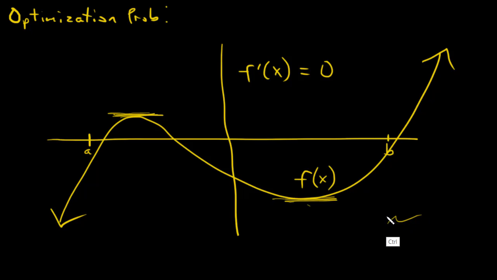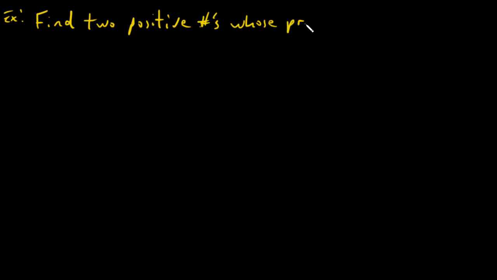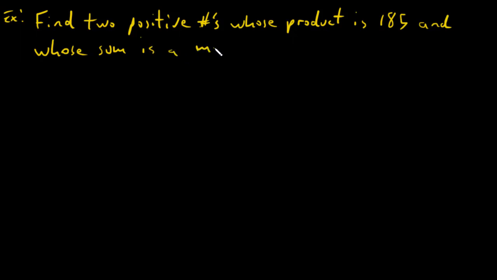So let's clear this and go to, let's see, for an example, let's find two positive numbers, I'm just going to abbreviate like that, numbers whose product is 185 and whose sum is a minimum. Okay?